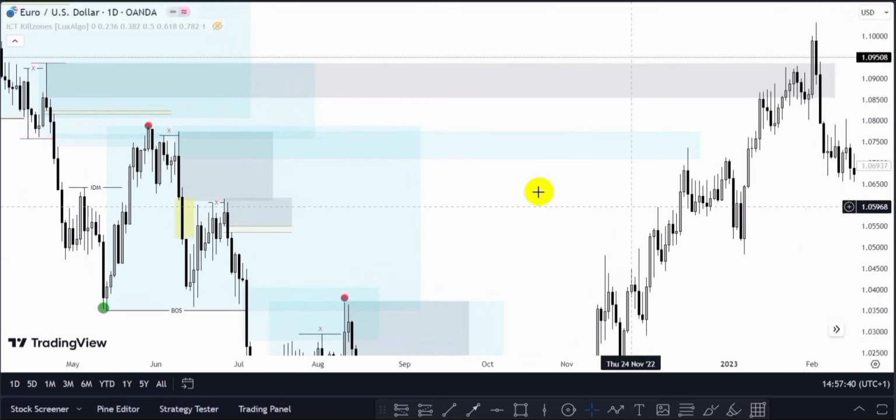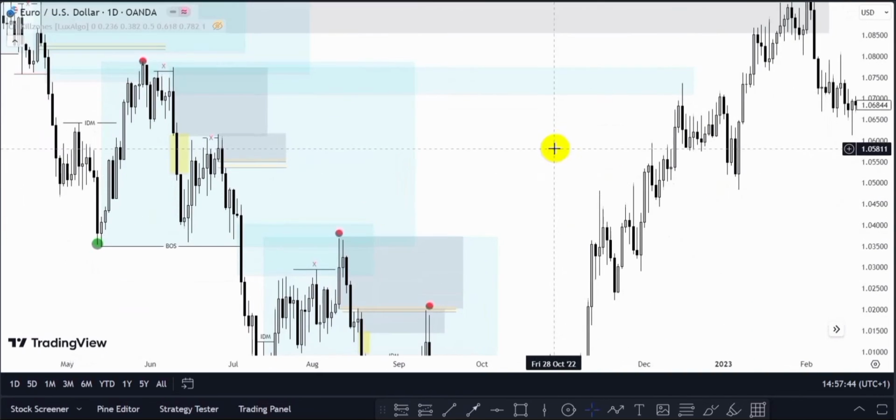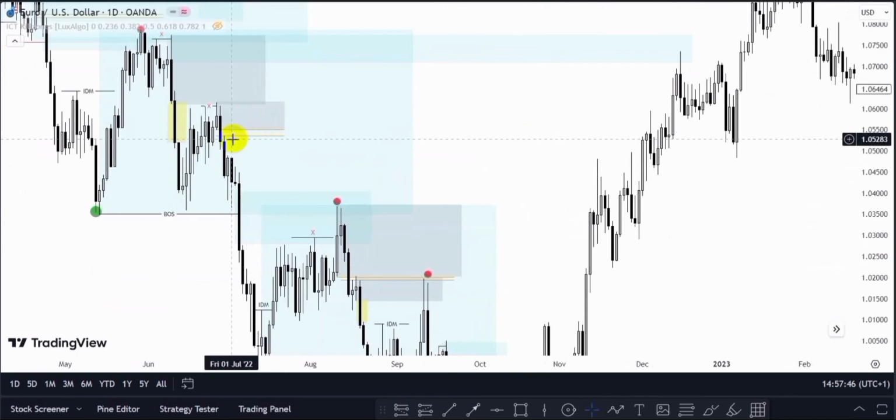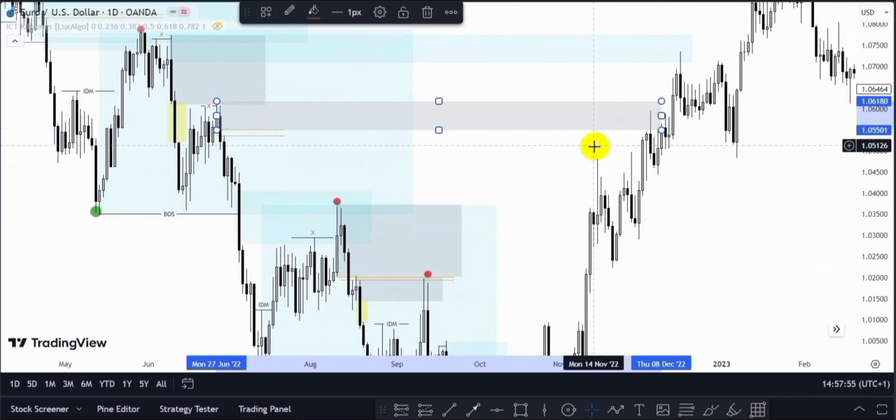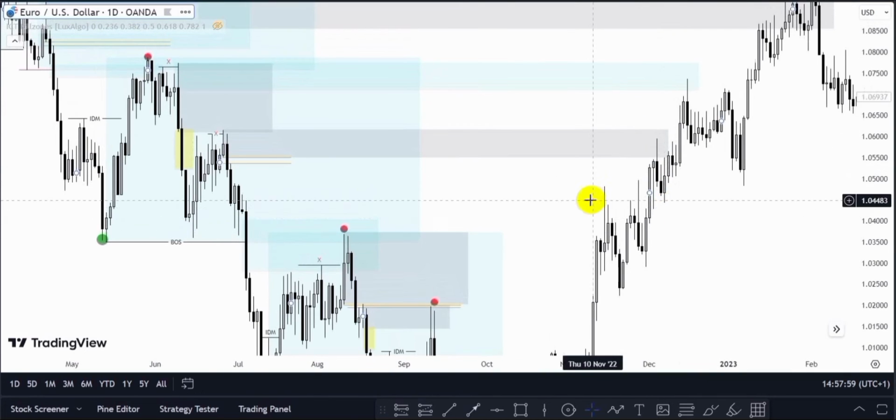So you would see that price came, mitigated the wick here, and then dropped to the downside. So you would see also price return to this other block that hasn't yet been mitigated. Let's project it to the future. You would see it here. Price came, tapped into it, and then we have a little reaction to the downside.